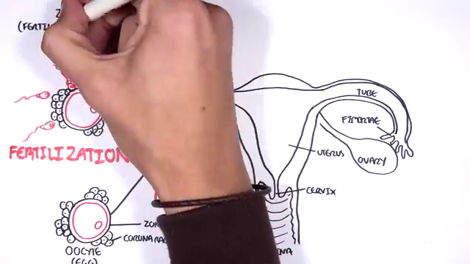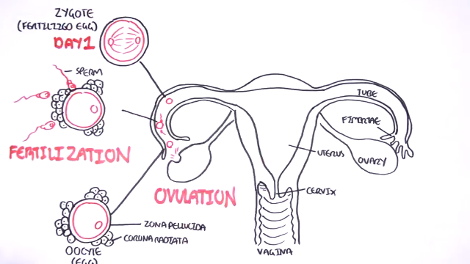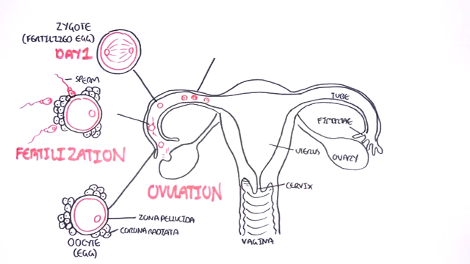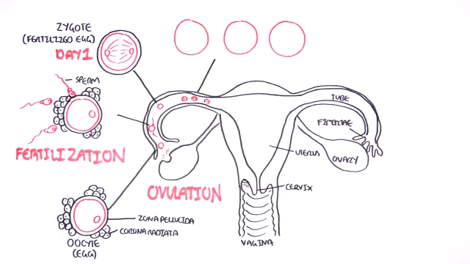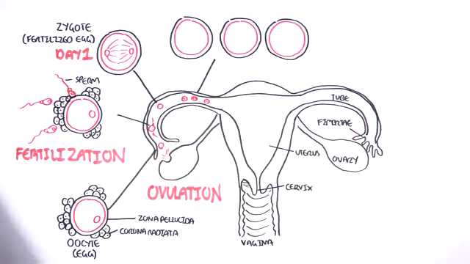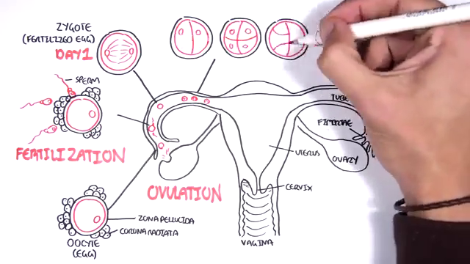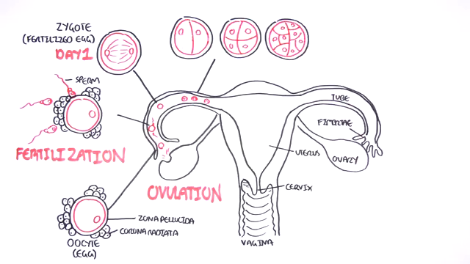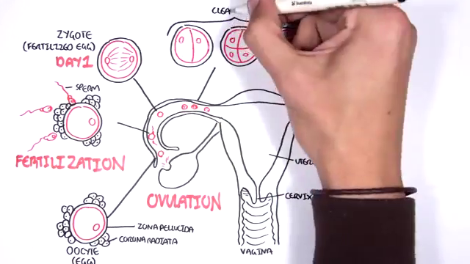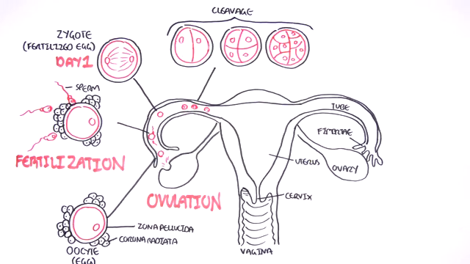A zygote is a fertilized egg, and this is our day one. The sperm's DNA and the oocyte's DNA mix to form literally one cell. That one cell then divides into two cells. Those two cells then divide into 4, then 8, then 16. This whole process, which occurs along the uterine tube, is known as cleavage.